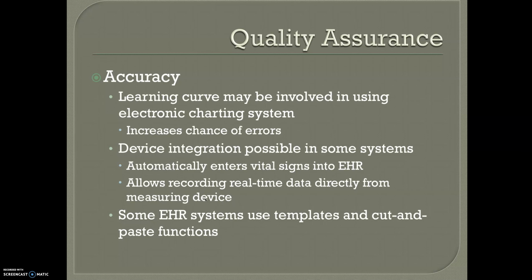Device interrogation, which automatically enters patient vital signs into the EHR, is possible in some systems. This has increased in use and is found not only in intensive care units, but also in telemetry, obstetrics, and even general care units. Device interrogation allows real-time accurate data to be recorded in the patient's chart directly from the device. It allows a nurse to more quickly analyze and interpret the data and make adjustments to the plan of care based on the most current information.